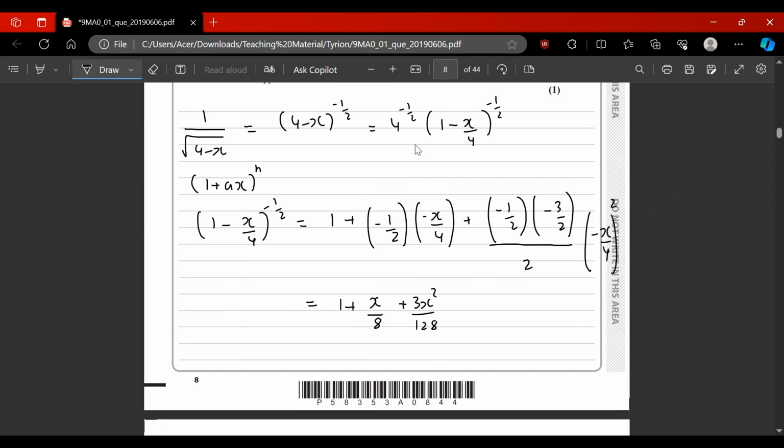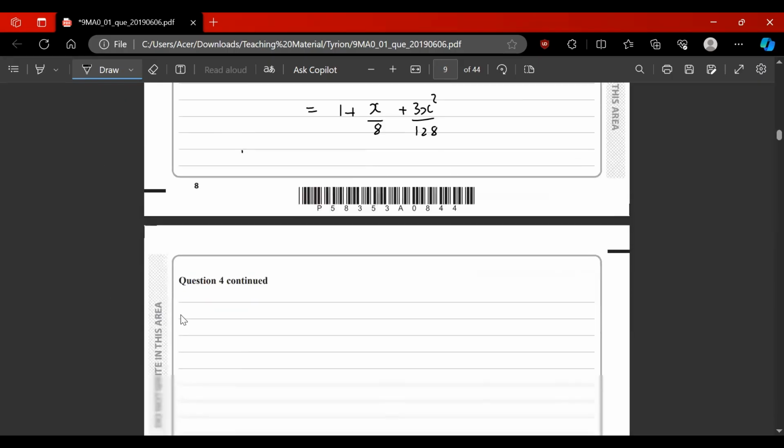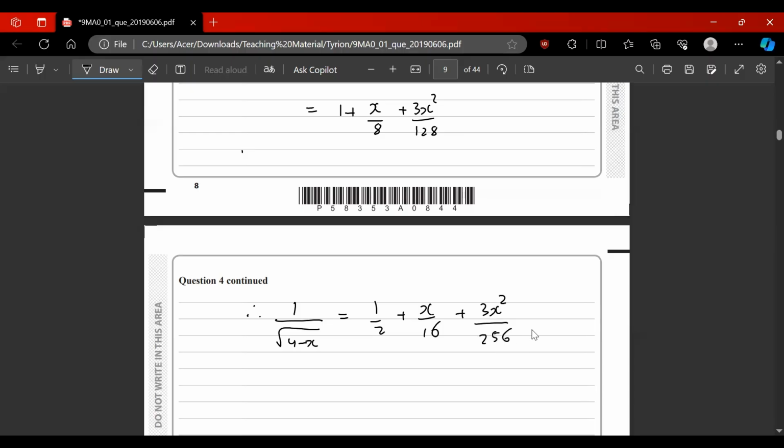And now remember, there's also this 4 to the power minus half term, which is simply going to be half because 1 over square root 4 is half. So you need to multiply these terms here by half to get your final answer. You can say, therefore, 1 over square root 4 minus x, the first three terms will be equal to half plus x over 16 plus 3x squared over 256. That's the answer for the first part.